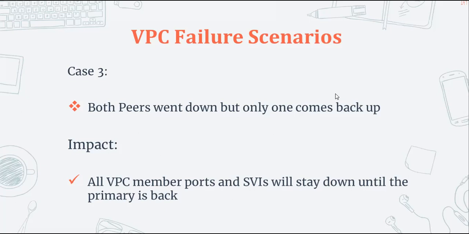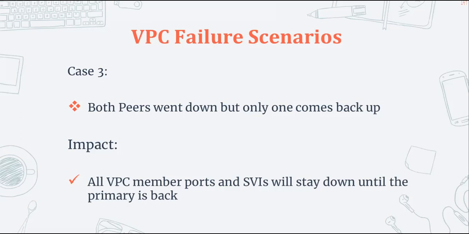But the second step is the VPC peer keep alive link. Because your other device is already down, your VPC peer keep alive is not going to come up, and then the next steps are not going to be completed. That is why your VPC will stay down. Okay, now let's see it with a practical.